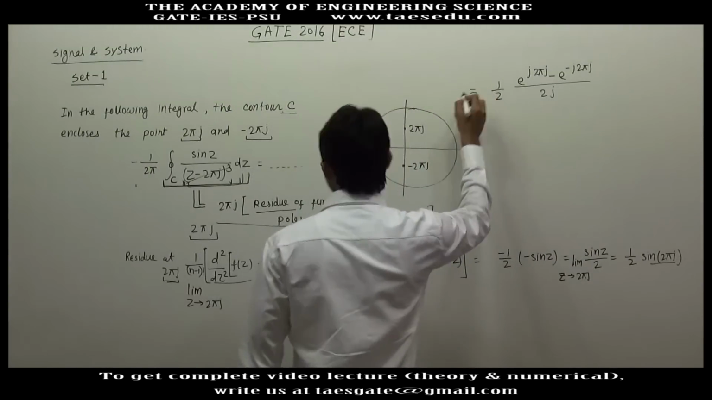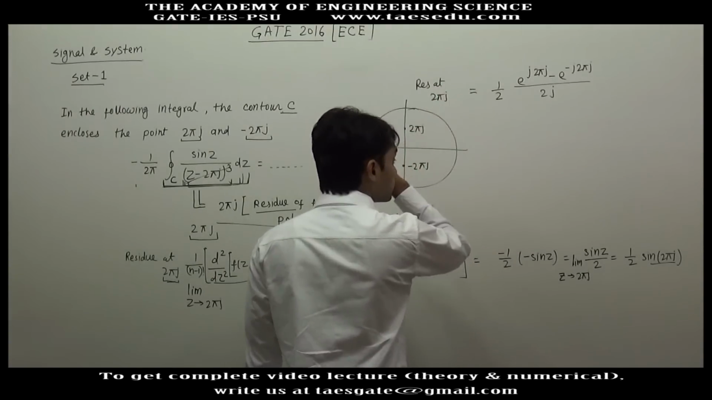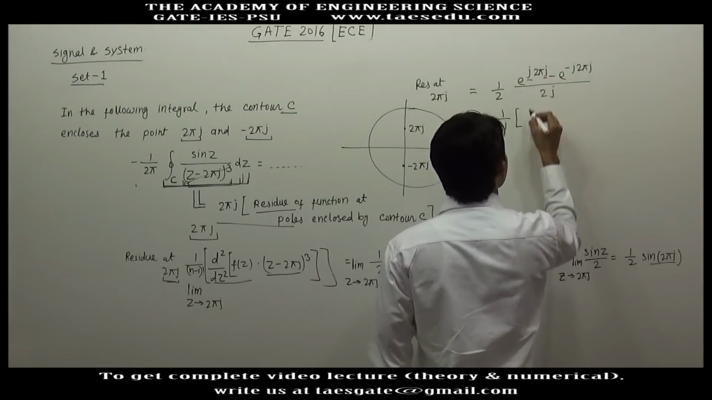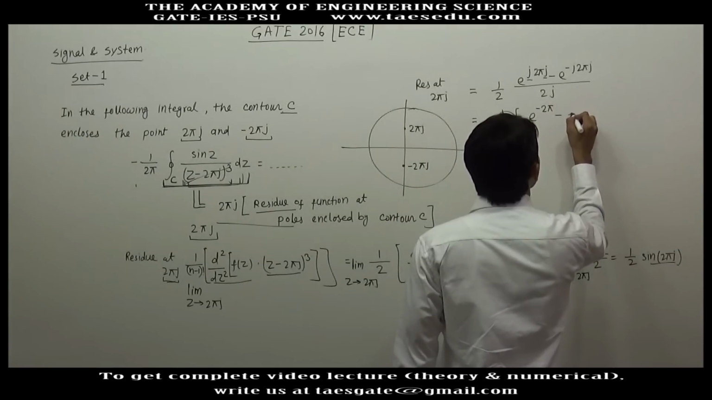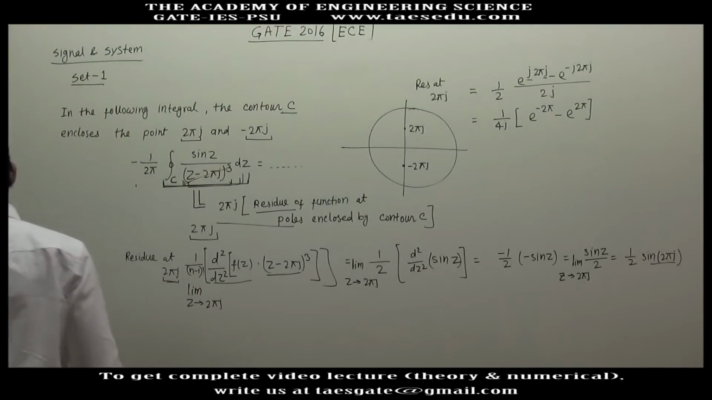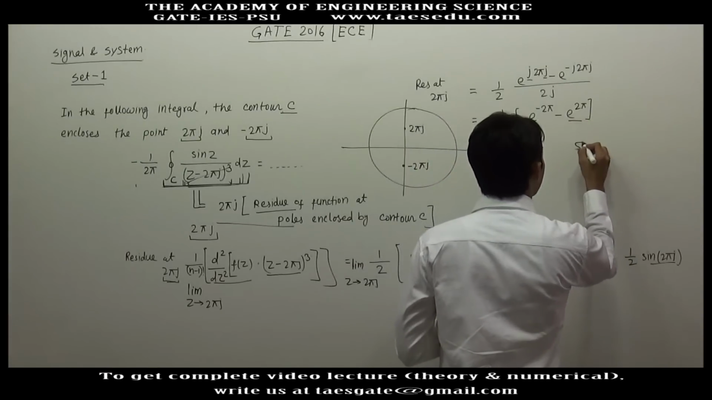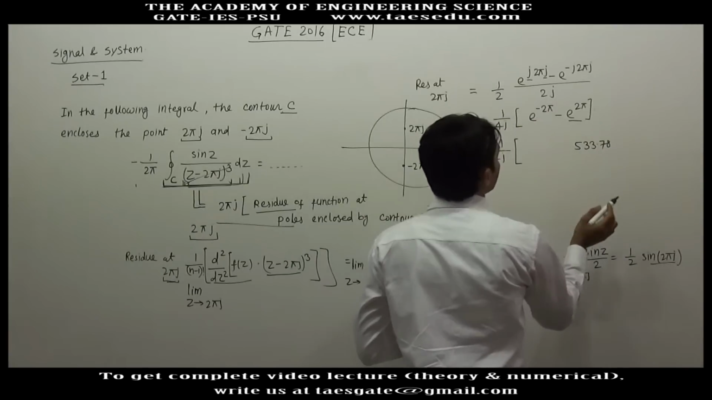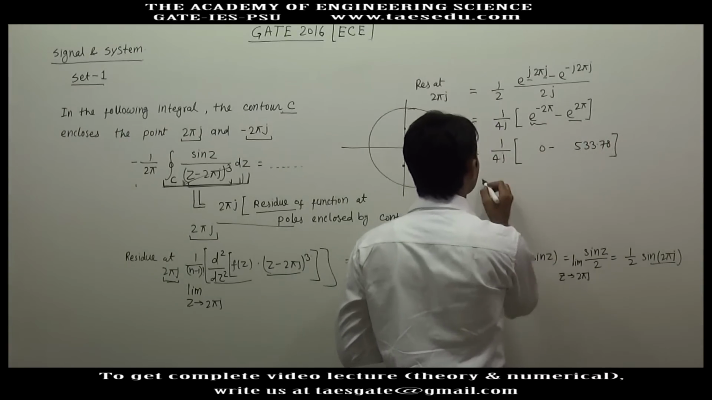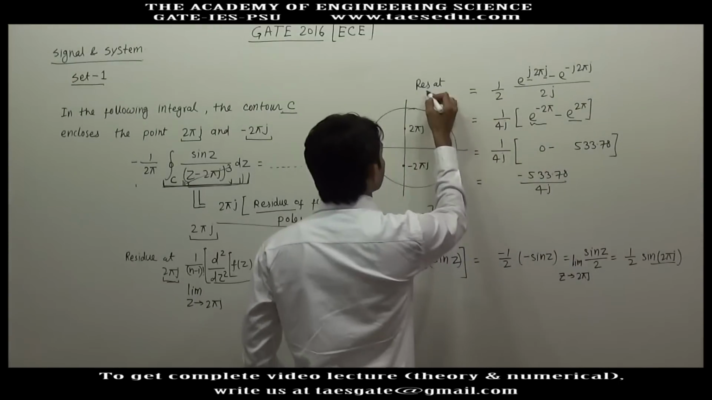So we are calculating residue at 2 pi j. So 1 upon 4j, and j into j is minus 1, so e to power minus 2 pi minus e to power plus 2 pi. 1 upon 4j, e to power 2 pi is 533.78. So e to power minus 2 pi will be 1 by this, so I am taking it as negligible, 0 minus this. So we have minus 533.78 divided by 4j. The value of residue at 2 pi j is this.